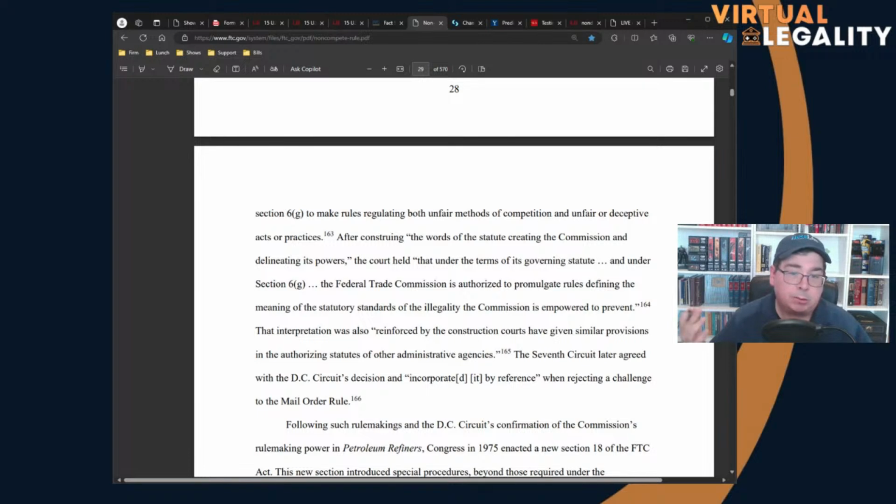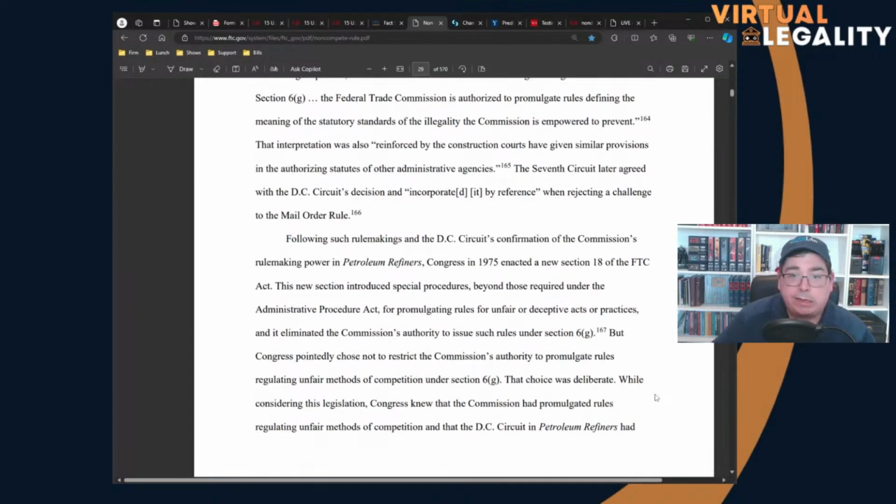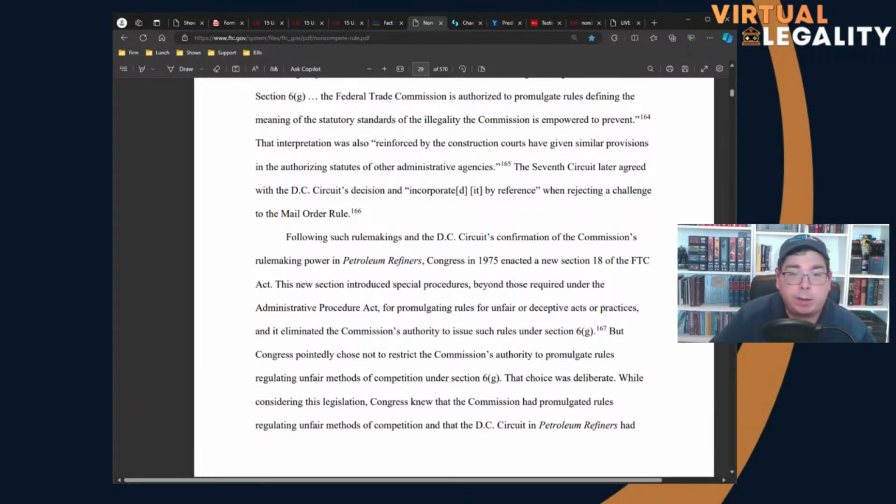That interpretation was also reinforced by the construction courts have given similar provisions in the authorizing statutes of other administrative agencies. Following such rulemakings and the D.C. Circuit's confirmation of the Commission's rulemaking power in petroleum refiners, Congress in 1975 enacted a new Section 18 of the FTC Act. That new section introduced special procedures beyond those required under the Administrative Procedure Act for promulgating rules for unfair or deceptive acts or practices, and it eliminated the Commission's authority to issue such rules under 6G.